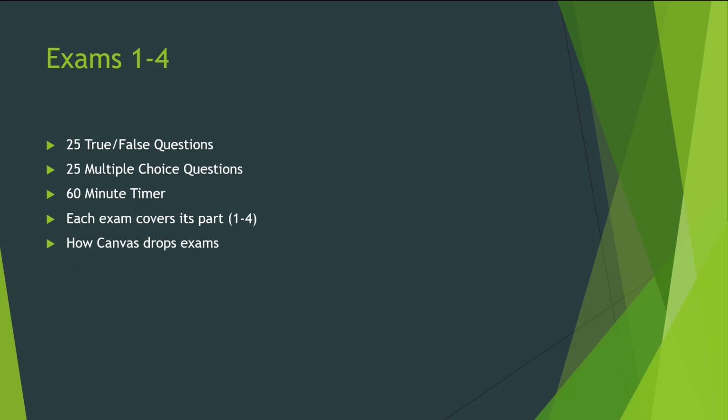For exams 1 through 4, each one individually consists of 25 true-false questions and 25 multiple-choice questions, pulled just from the material for their section. So exam 1 just covers part 1, etc. They're on a 60-minute timer, starting as soon as you start it, and it keeps on ticking even if you leave the exam. So be sure to plan accordingly.